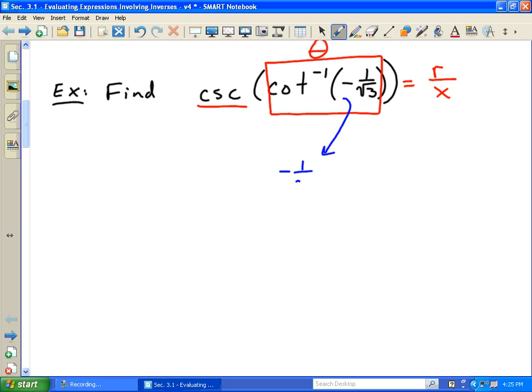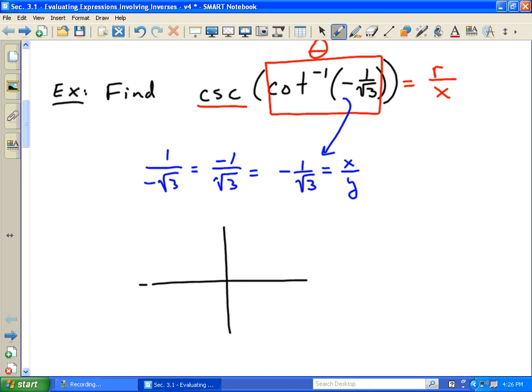Negative 1 over the square root of 3 is the value of cotangent. Okay. Cotangent, I know, is x over y. Well, in this situation, I could either have the negative with the 1 on the top, or I could have the negative with the 3 on the bottom. I'll go ahead and denote that out here to the side. I could have negative 1 over the square root of 3, or I could have 1 over negative square root of 3. And I'm not sure really which one of those two it is until I look at this a little bit closer. Let's draw a picture.